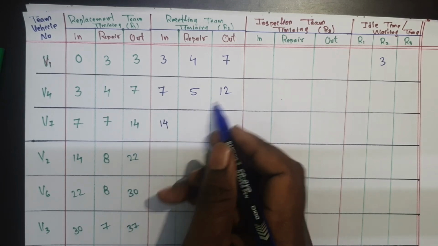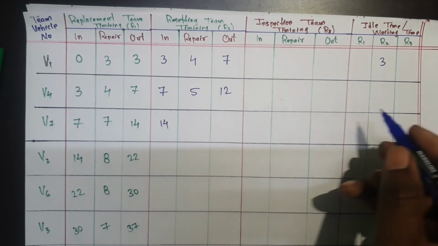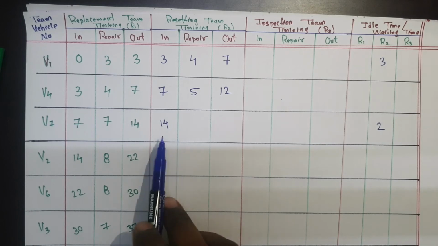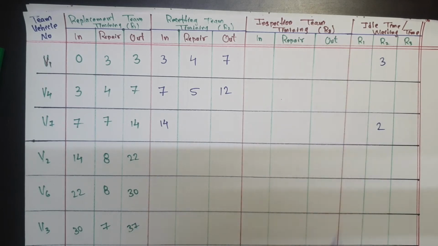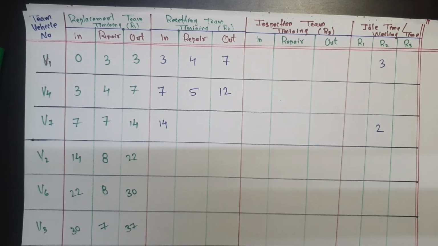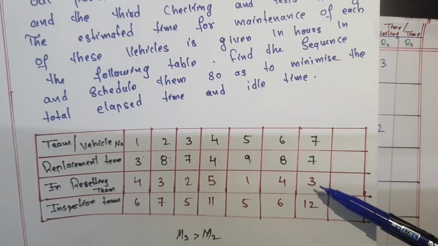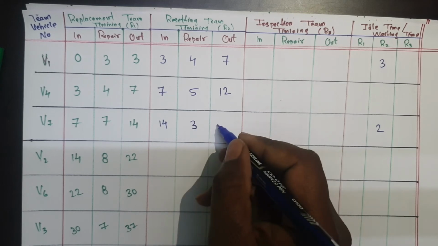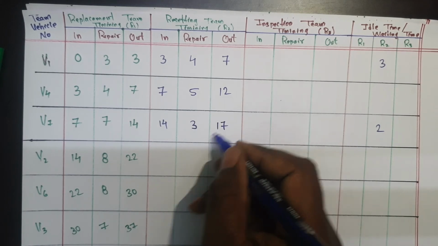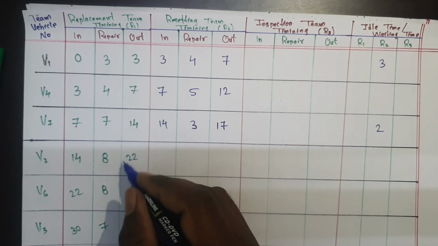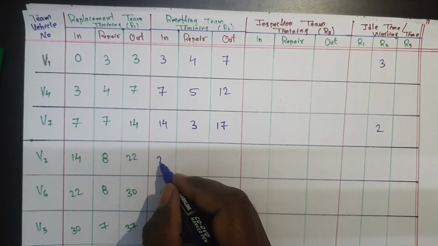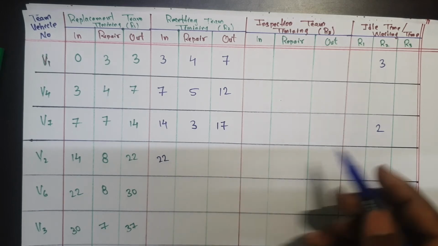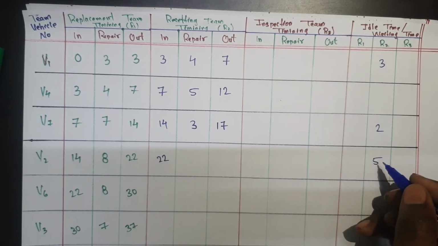And how much difference are you getting? 2. That 2 you write here, idle time. In that row only, how much difference are you getting? 2. So that 2 you have to write. Then 7, okay? In 7, what is the value here? 3. So here you can write the 3. So how much will you get? 17. 17 if you transfer here, but what is the value here? 22. So better to write the 22, and the difference of this, how much will it be? 5. That one you write here.